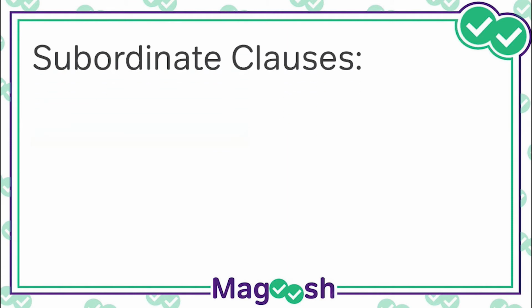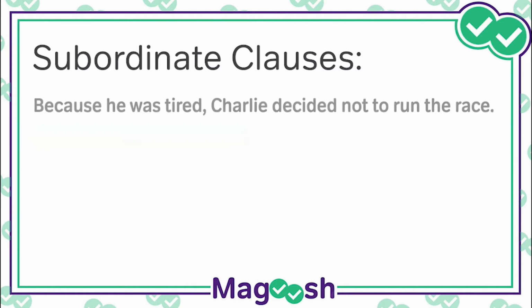Subordinate clauses. Now, let's take a look at a sentence that is made up of two clauses. Because he was tired, Charlie decided not to run the race. The first clause, because he was tired, is not a sentence. We call this a subordinate clause because it is not the most important part of the sentence. Hence, it is subordinate or secondary to the main part or main clause of the sentence.